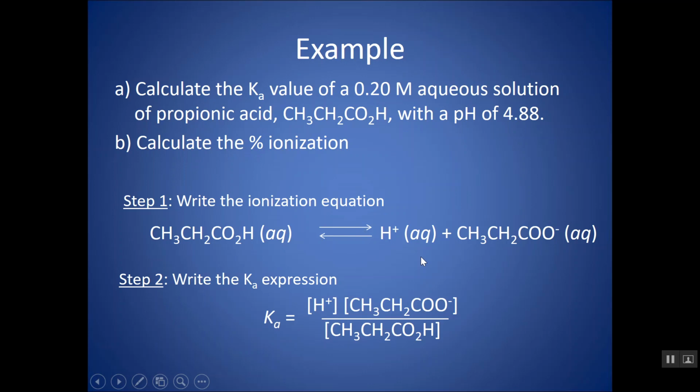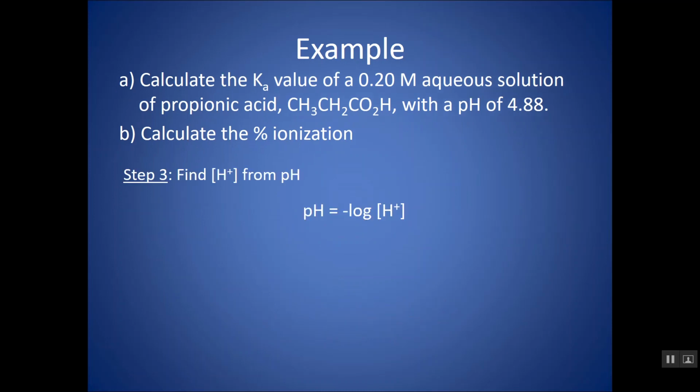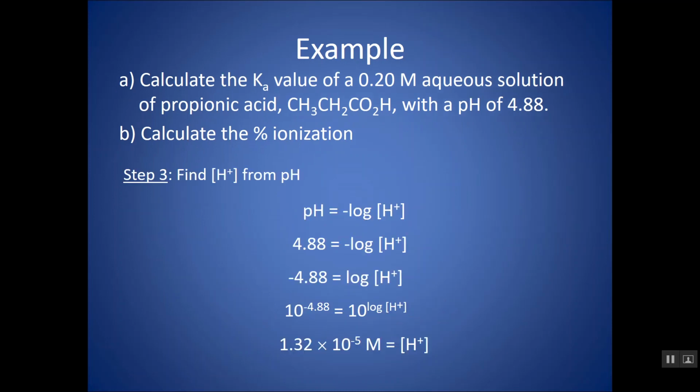Okay, I can write a Ka expression to start with, or I can go straight to an ice table or an ice box. I know my pH, that's going to give me the H plus at equilibrium for my ice box. Okay, and I should find that my H plus is 1.3 times 10 to the negative 5 molar at equilibrium. Notice it's a very small value. Not a lot of this is ionizing because it's a weak acid.